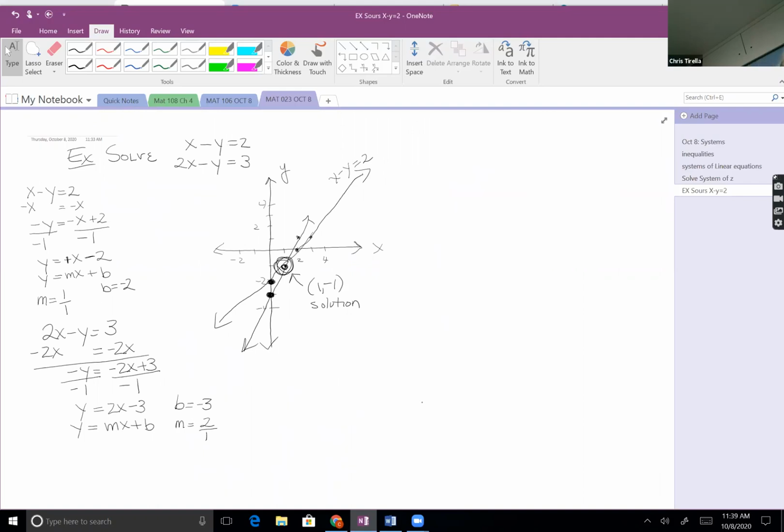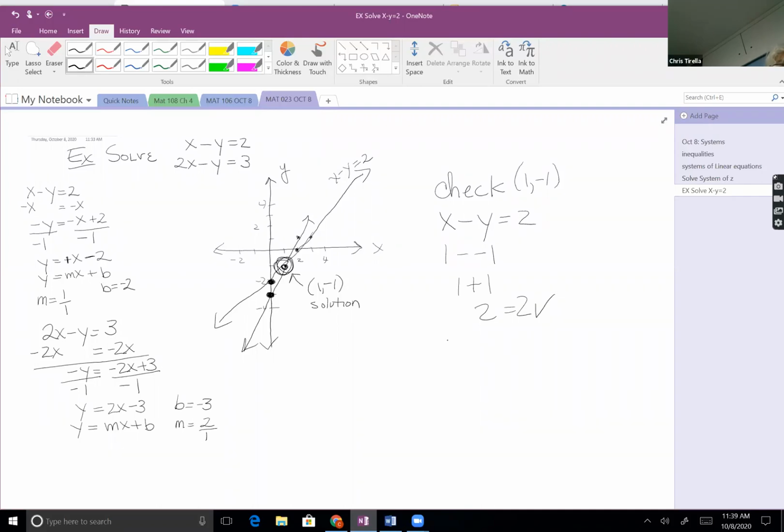And so now when I go to do a check, first line is x minus y equals 2. I'm checking that point 1, negative 1. So I'm putting in 1 for x and negative 1 for y. 1 minus negative 1, using my rule for signs, is 1 plus 1. 2 equals 2. So it checks.